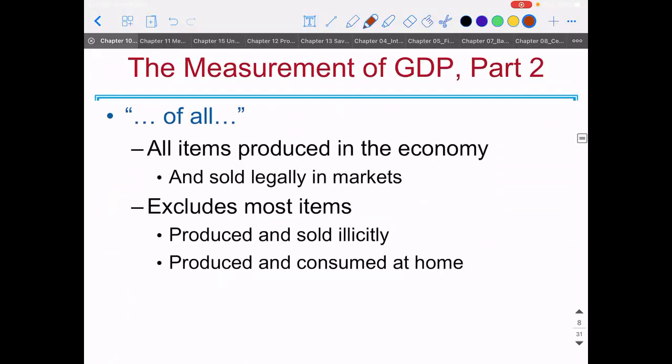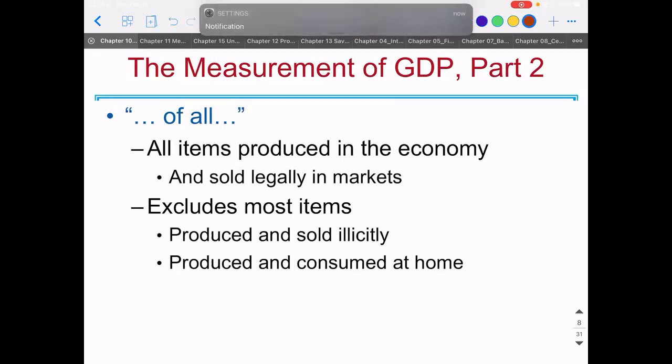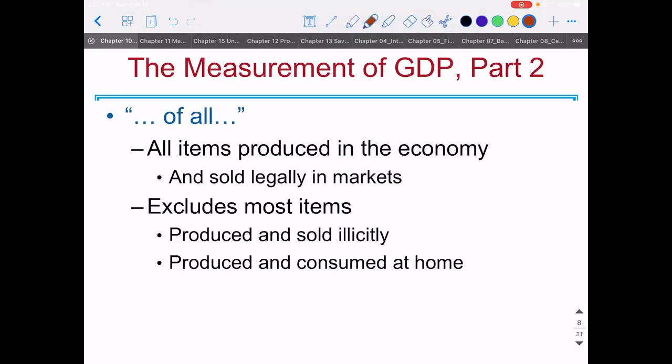We are also only looking at goods that are legally produced in the market, and we're not looking at things that are made within the household. This turns out to get rid of a lot of potentially useful things from the economy.